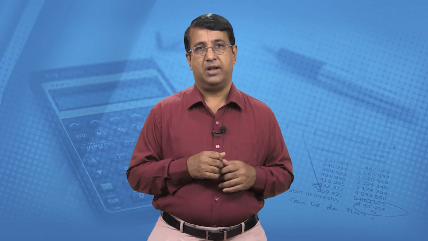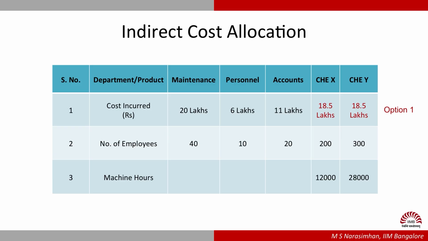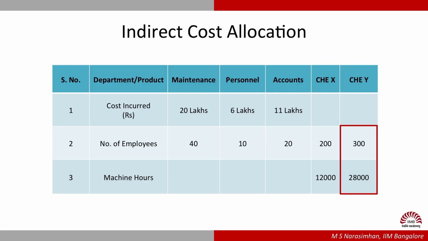Let us consider the option 1. This is a simple option in which we equally allocate the expenses to the 2 departments. That is, charge 18.5 lakhs for X and another 18.5 lakhs for Y. This may look bit ad hoc. We are pulling all service department costs and equally splitting. We know plant Y is a large one compared to plant X. It employs 300 workers and uses 28,000 machine hours compared to 200 workers here and 12,000 machine hours for the plant X. We just ignore all these facts.